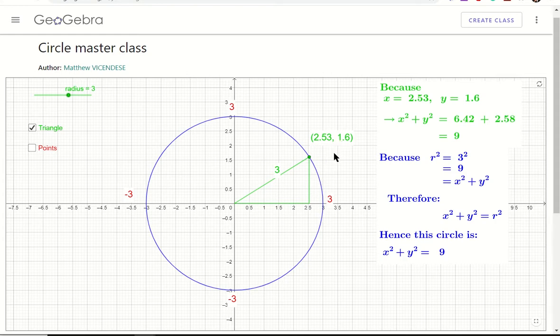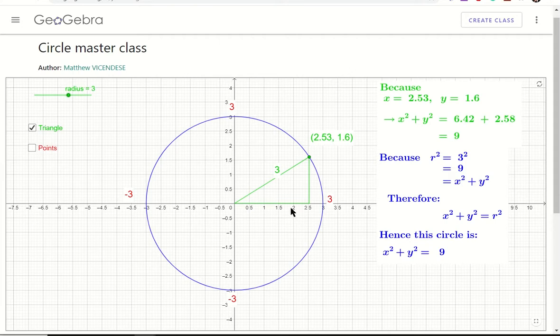Now as you can see written over on the right here, in this case x is 2.53 and y is 1.6. So that means that x squared plus y squared is 6.42 plus 2.58, and adding them together, that's 9, which is the hypotenuse squared, right? In fact, by the Pythagorean laws on right angle triangles, the length of each of these parallel lines squared and added together must equal the length of the hypotenuse squared.